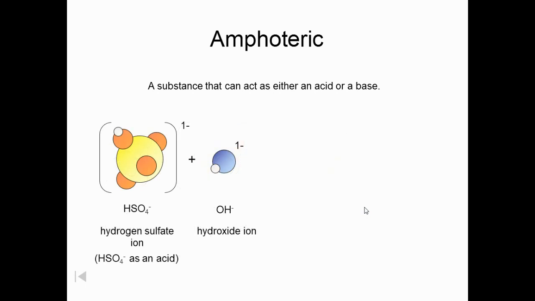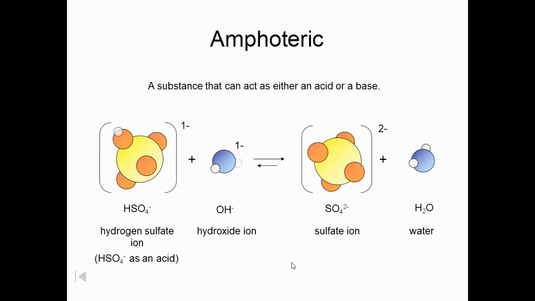Let's now look at the hydrogen sulfate ion as a reactant, this time with the hydroxide. So in this case, the HSO4 minus is acting as an acid, so it's going to donate a proton to the hydroxide, and we're going to end up forming SO4 2 minus, the sulfate ion, and water. And again, this is the preferred manner for this reaction. Hydroxide is a stronger base than water, so things tend to go from strong to weak, and that's the way nature always wants to go.